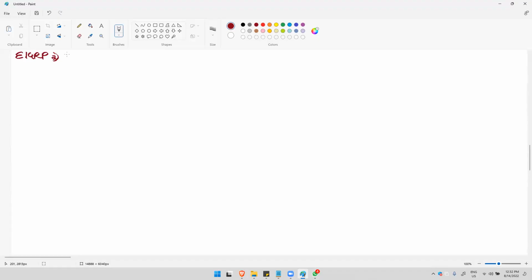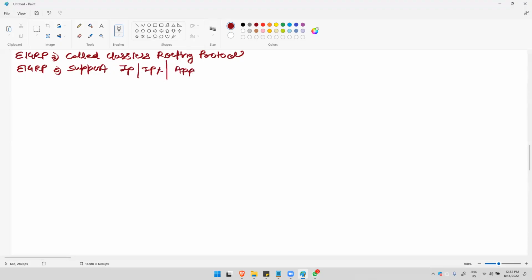Now next. EIGRP is called a classless routing protocol. Classless means it always sends the subnet mask. Yeah. One more thing. It supports IP, IPX, and which other technology? AppleTalk. Apple organizations will use only EIGRP.